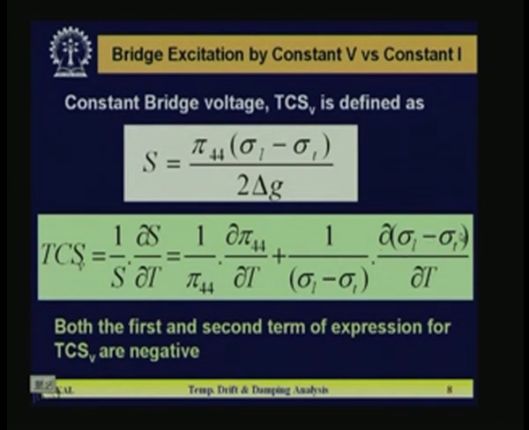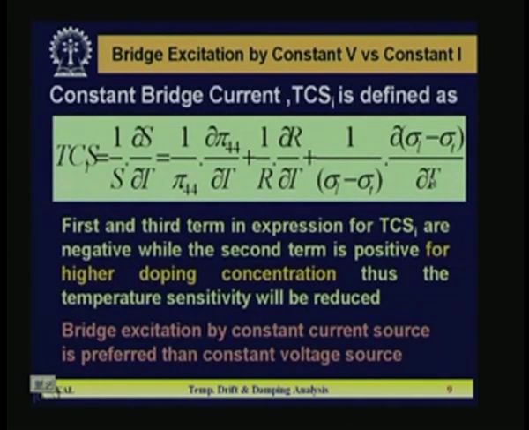Both are negative means the temperature coefficient of sensitivity, if you apply the voltage excitation, changes in one direction, adding together. But if you go for the second thing, which is constant bridge current excitation, TCSI, then the temperature coefficient of sensitivity is given by this relation, which is 1 by pi 44 del pi 44 by del T, 1 by R del R by del T, 1 by (sigma L minus sigma T) del (sigma L minus sigma T) by del T. One middle term has been added if we go for constant current excitation.